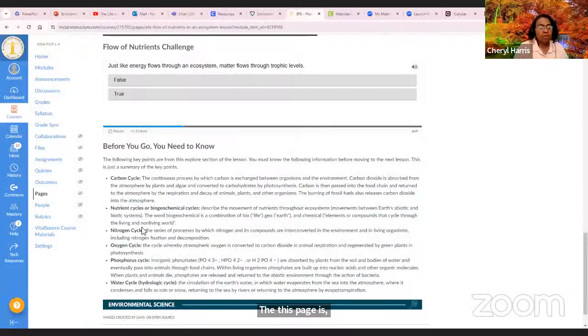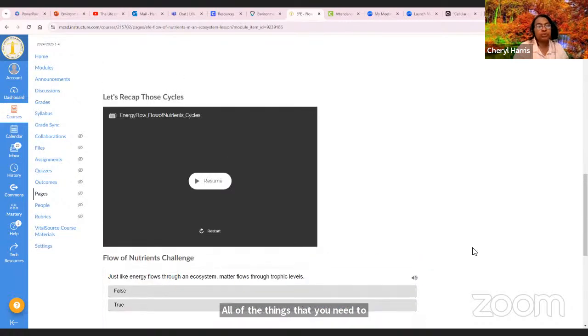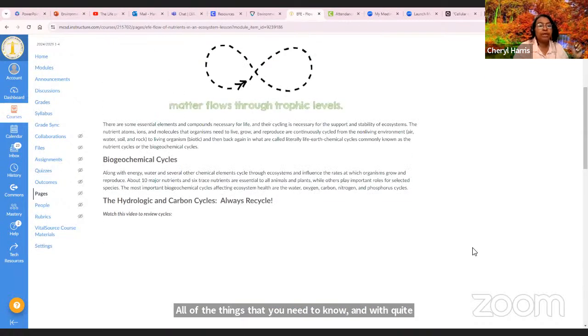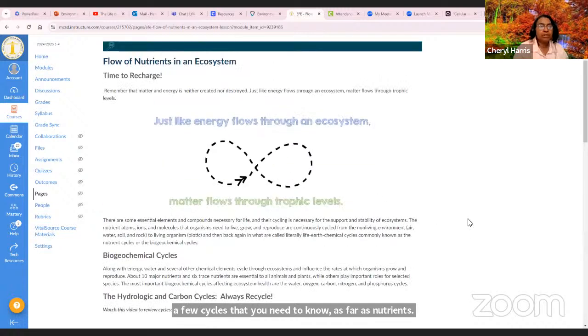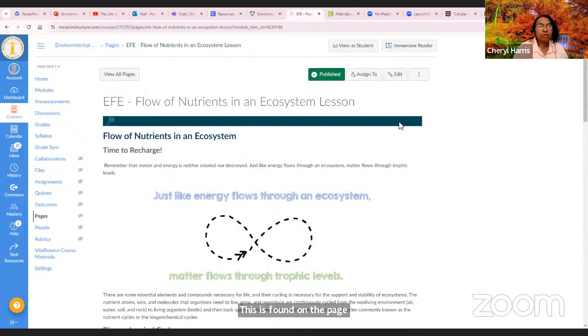This page is summarizing all of the things that you need to know, and there's quite a few cycles that you need to know as far as nutrients are concerned. This is found on the page that says the flow of nutrients in an ecosystem. I know you don't think about these elements as being nutrients, but they are nutrients to our ecosystem.